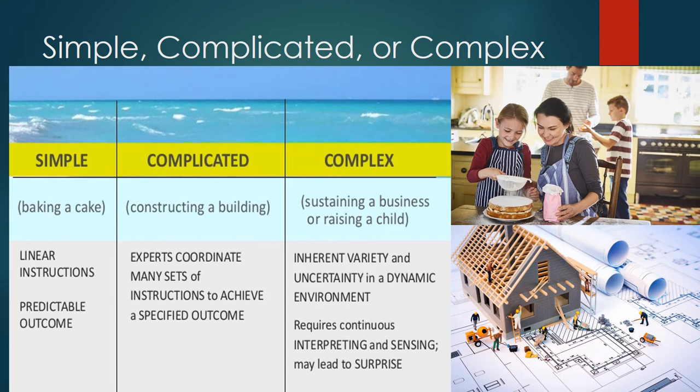And then you have your complex system. An example of a complex system might be sustaining a business or raising a child. You may have raised one child, but that doesn't necessarily mean that the second child you raise is going to turn out exactly like the first one. I've got three kids. Every one of my kids is different. They all have their own personalities and their own ideas and all of that. So in the complex, there are many interacting parts which build on or sometimes replace what exists, causing the emergence of new knowledge, something brand new.